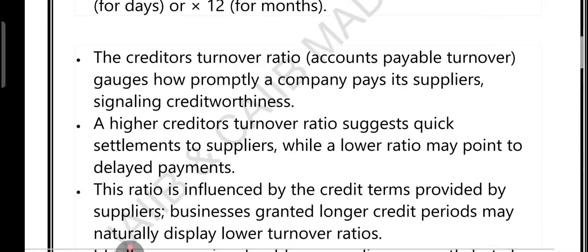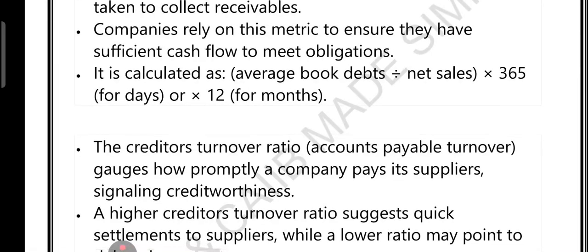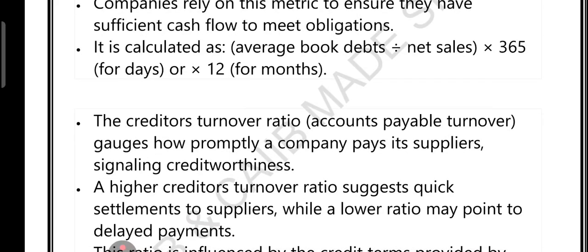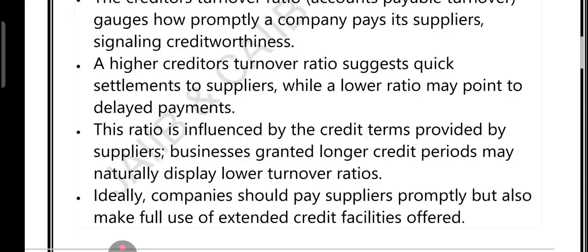Now friends, the next kind of activity ratio we have is the creditor turnover ratio. Let's talk about it. If you want to know how fast a company pays its suppliers and what it says about its credit worthiness, let's simplify the creditor turnover ratio. It is also called account payable turnover. This ratio shows how quickly a business pays off its suppliers. It is a key sign of the company's payment discipline and credibility. If this ratio is higher, it means fast payment to suppliers, good credit worthiness. If this ratio is lower, it means delayed payment, possible cash flow issue.